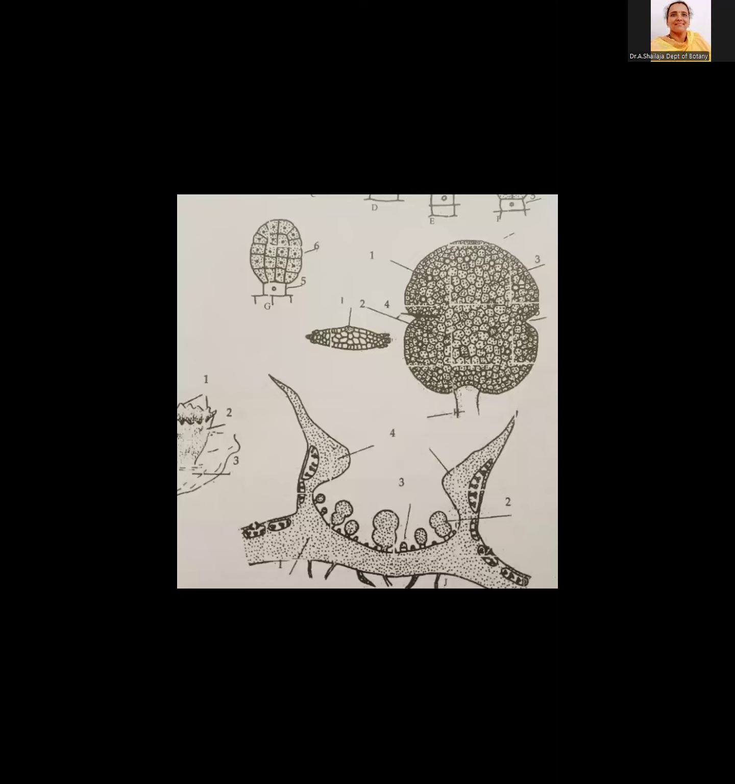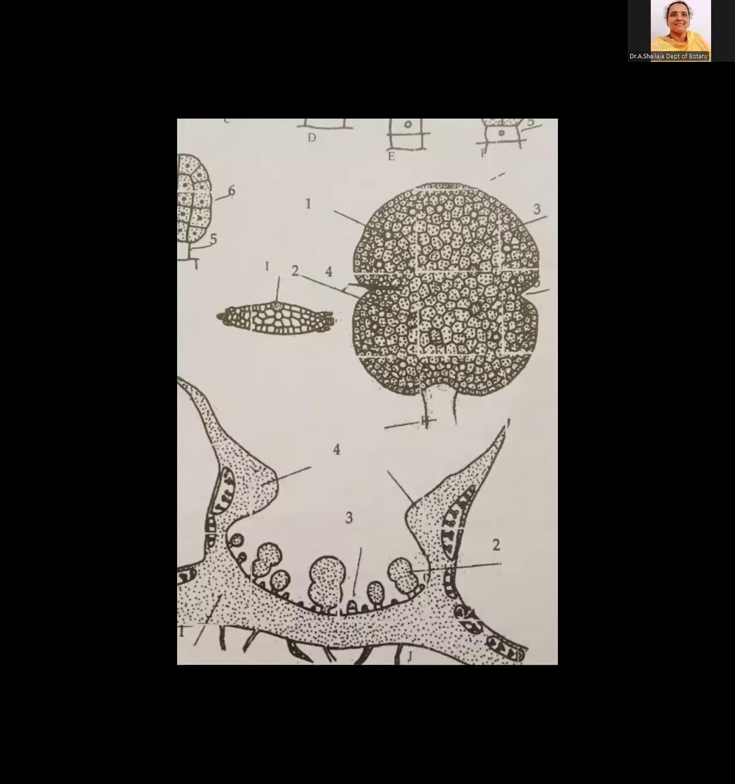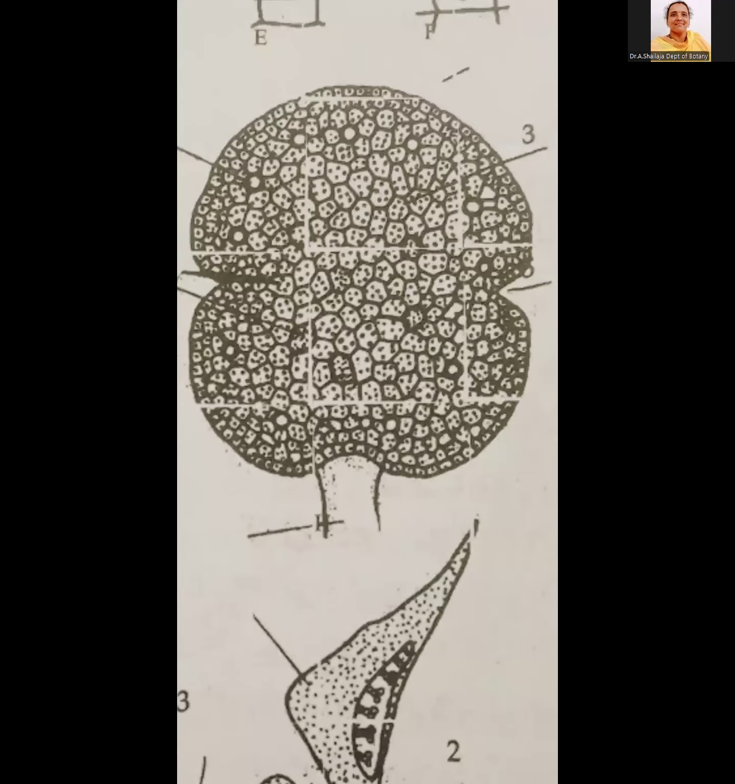Each gemma has a hyaline stalk with a multicellular discoid body. This is the gemma, the stalk, and the multicellular discoid body with two growing points situated on either side of the lateral margin. In the gemma, the majority of the cells contain chloroplasts, but some superficial cells remain colorless, and from these colorless cells rhizoids develop later on. Okay, this is the gemma.